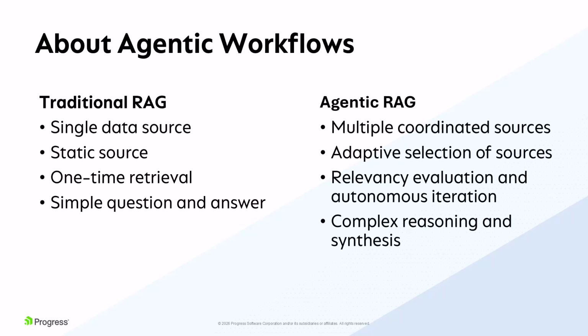For traditional RAG, the retrieval is done once. This means if the results do not successfully answer the query, there is no way to improve them, while agentic solutions autonomously assess results to make sure they are relevant. If they are not, the solution attempts additional retrievals until it gets what it needs to produce an answer. Finally, traditional RAG is limited to simple question and answer integrations, while agentic solutions can use complex reasoning and synthesis to provide responses to prompts.